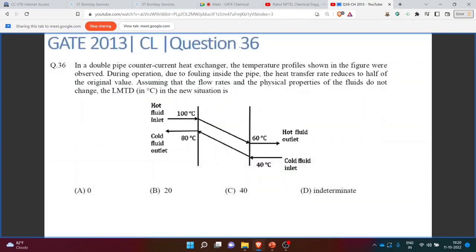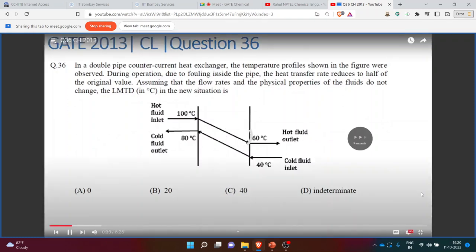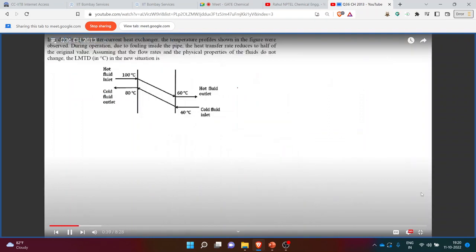We are solving question 36 of GATE 2013 chemical engineering. I'll just skip the question and the properties of the fluid. So let's look at the solution.